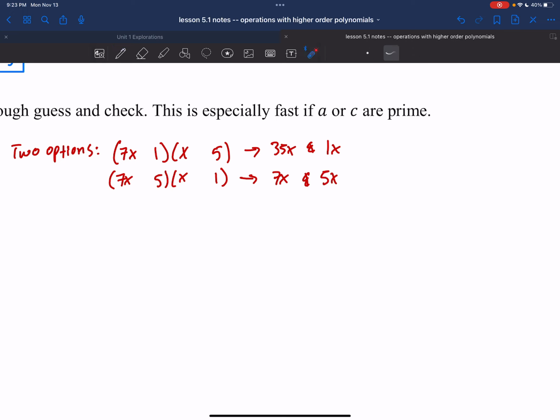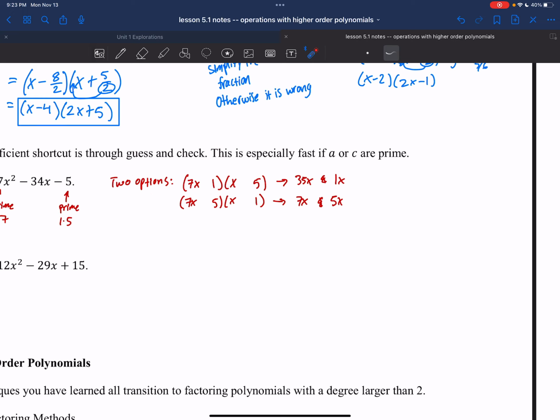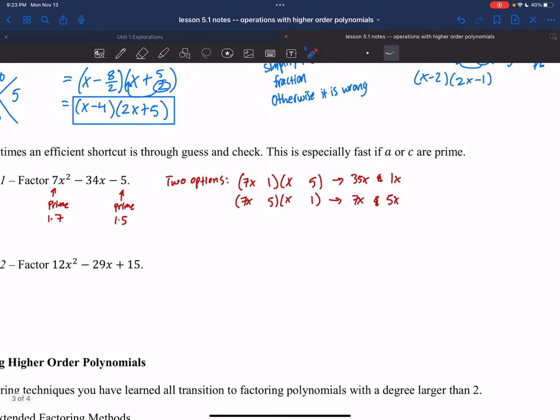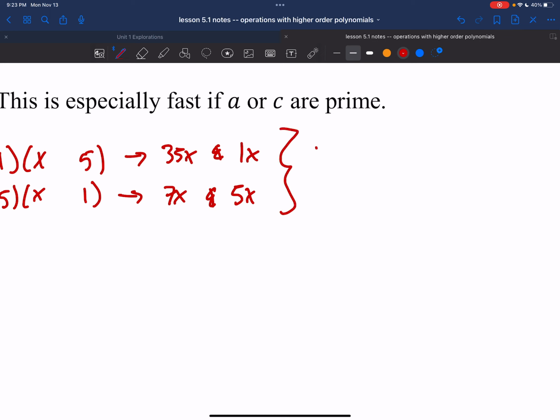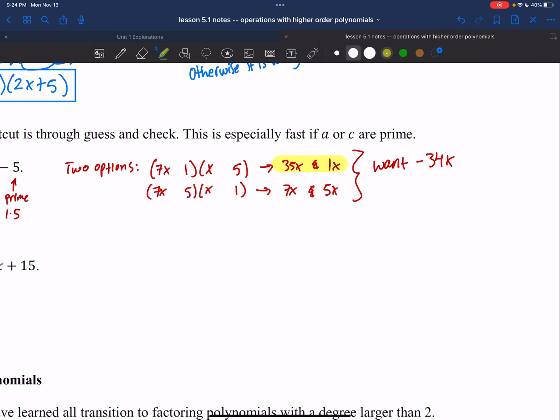I'm doing the OI part of FOIL. Outer, inner, right? So 7 times 5 is 35. 1 times x is 1x. 7 times 1 is 7x. 5 times x is 5x. And if you look at those, you want negative 34x. So which of those is going to work? That one, right? 35 and 1.